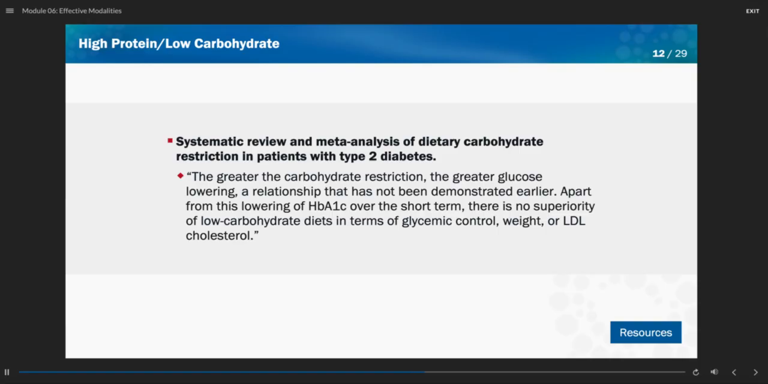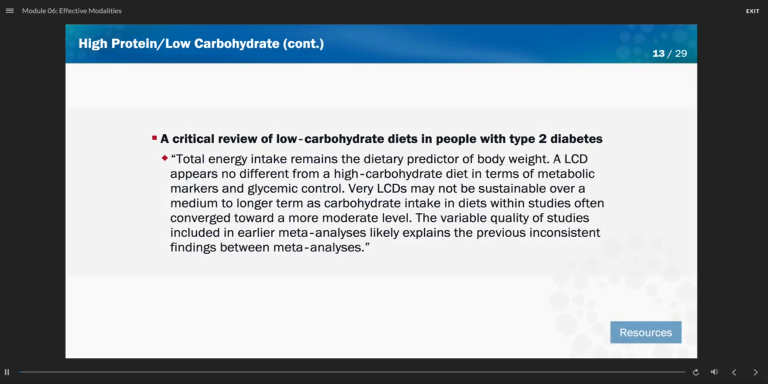And so again, it's highlighting the fact that the only benefit of a high-protein diet in this case, or a low-carbohydrate diet, which can also include the ketogenic high-fat diet, is a short-term lowering of hemoglobin A1C. But again, no superiority in terms of glycemic control, weight, or LDL cholesterol. So further, if we look at other large meta-analyses and systematic reviews looking at the long-term benefits of high-protein diets, we see in this critical review of low carb.